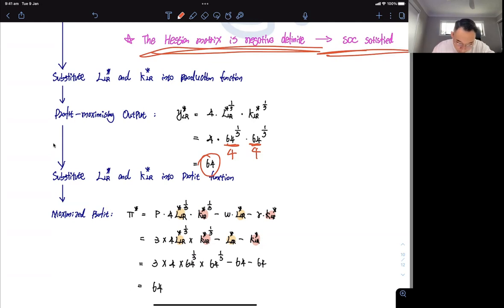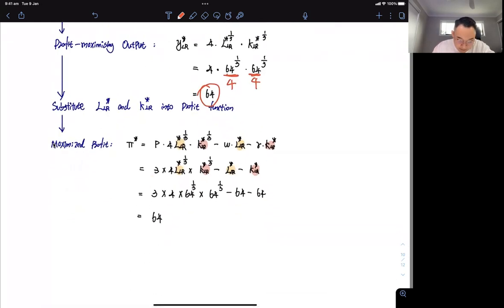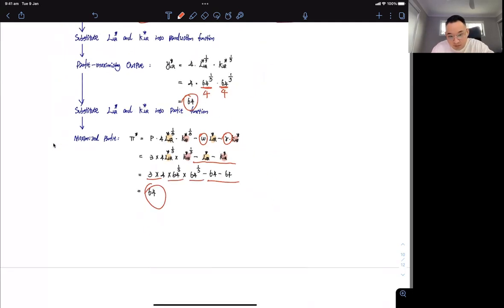Next thing we need to do is to substitute this into the profit function. The maximized profit is P times 4 L LR star to the power of 1 over 3 times K LR star to the power of 1 over 3 minus W L LR star minus R times K LR star. Actually we know all those values. Because W equals 1 and R equals 1, this simplifies to minus L LR star minus K LR star. So we have 3 times 4 times 64 to the power of 1 over 3 times 64 to the power of 1 over 3 minus 64 minus 64. Again, this equals 64. So our maximized profit will be 64.